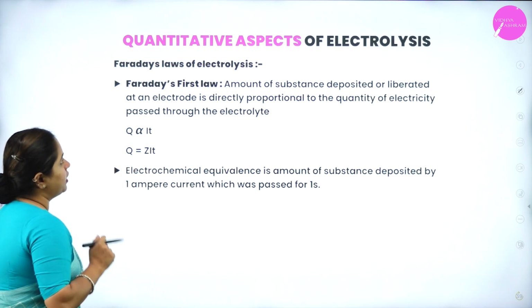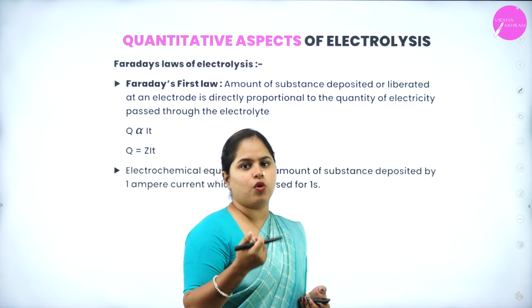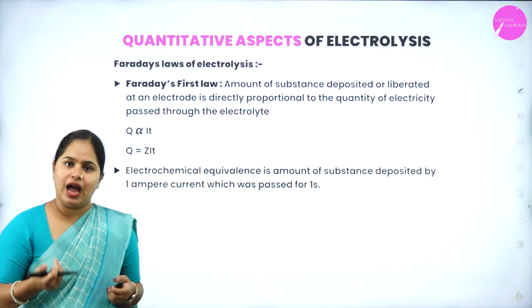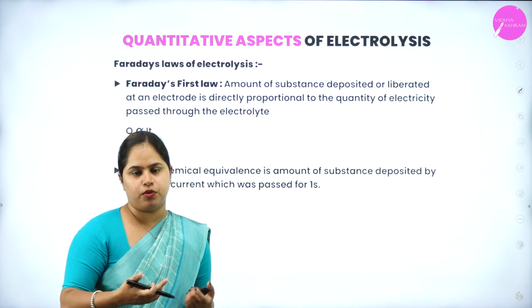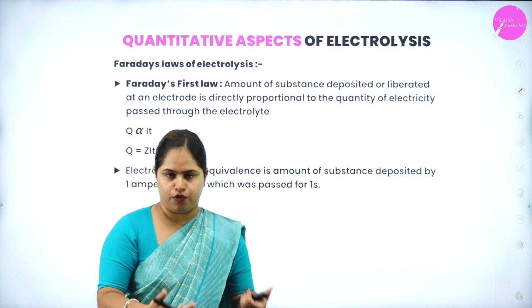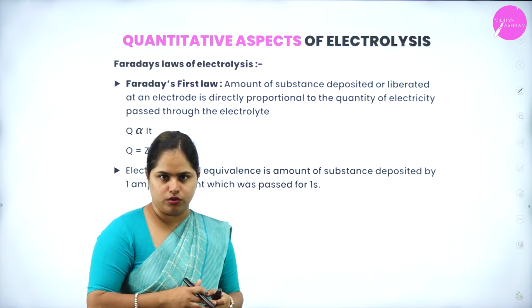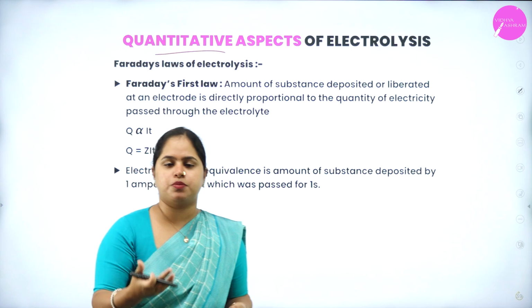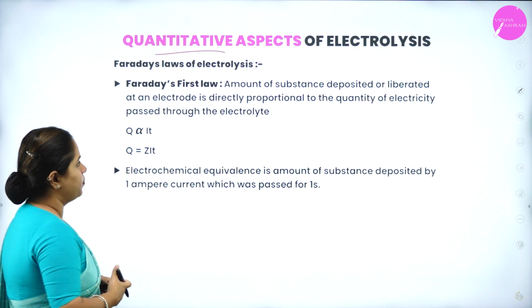Right, moving on to the next one, that is quantitative aspects of electrolysis. That means just now we discussed, in electrolysis, through the passage of electricity, electrolytic solutions are going to decompose and either a substance will be deposited at the anode or cathode, or else some gases can be evolved. So how much amount of the substance is being formed, or how much amount of gases is being evolved, we can calculate using these laws that we are going to study. That is why it is called quantitative aspects, that is how much amount of the substance is getting deposited or evolved is being calculated using this particular law.